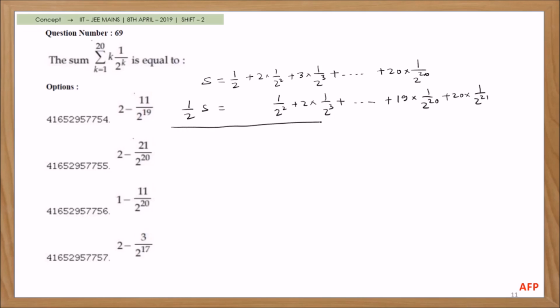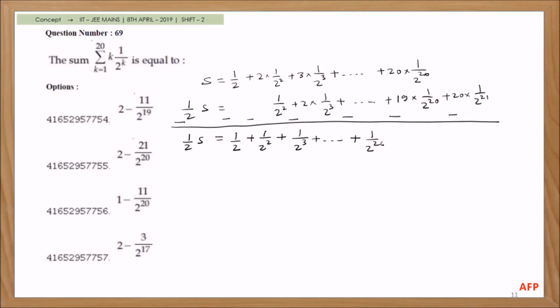So now we will go for subtraction. So now 1 minus 1 by 2 is 1 by 2, so 1 by 2 of s is equal to 1 by 2 plus 1 divided by 2 square plus 1 divided by 2 raised to 3, and so on up to 1 divided by 2 raised to 20. So this series we have here, minus 20 into (1 by 2) raised to 21.